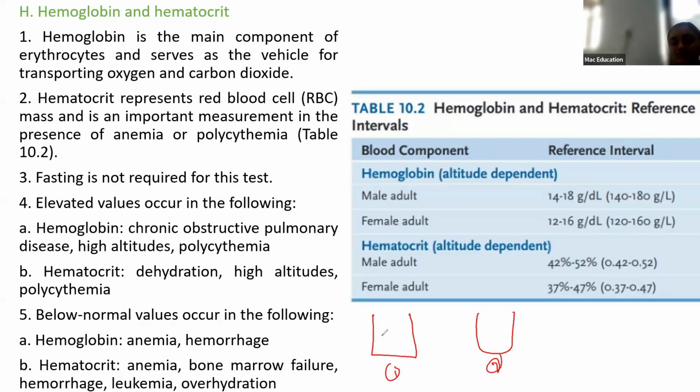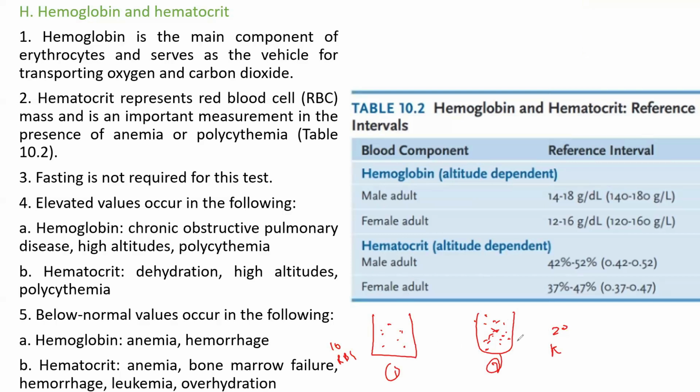So there are two beakers, beaker 1 and beaker 2. In the first beaker, we can say there are 10 RBC units. These are the RBCs. And in beaker 2, there are 20 RBCs, so there are many more RBCs. So hematocrit value is higher in which beaker, beaker 1 or beaker 2? Yes, beaker 2, because there are more RBCs.